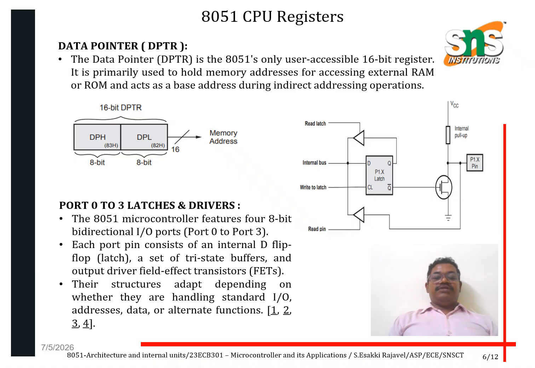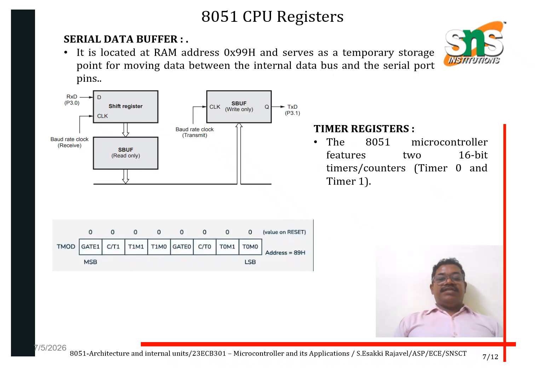Here are port 0 to 3 latches and drivers. Each port consists of an internal D flip-flop, a set of tri-state buffers, and an output driver built from a pull-up transistor. This structure adapts depending on whether they are handling standard I/O or alternate functions. Next is the serial data buffer. It consists of internal data as well as serial data pins, with the address 0x99. This is the example diagram of the serial data buffer. It consists of a shift register, a serial buffer register, and a serial write register.